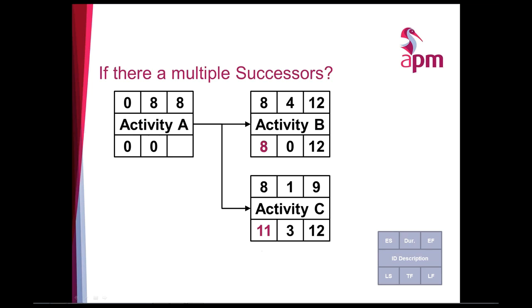Again, if there are multiple successors, which number do we use? In this example, do we move the 8 back, or do we move the 11? Well, we're going to move the 8, and the reason is that going backwards, it's little steps backwards, because the logic states all succeeding activities must be able to start once the preceding activity has been completed. So it's the lowest number that we use on the backward pass.